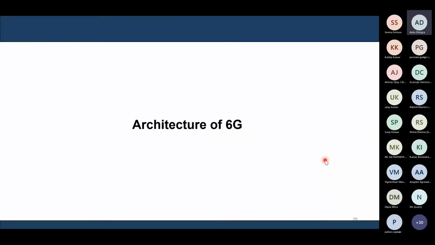So that was the first phase of sixth generation. Now we will quickly take a look at the architecture of sixth generation. How are we targeting?